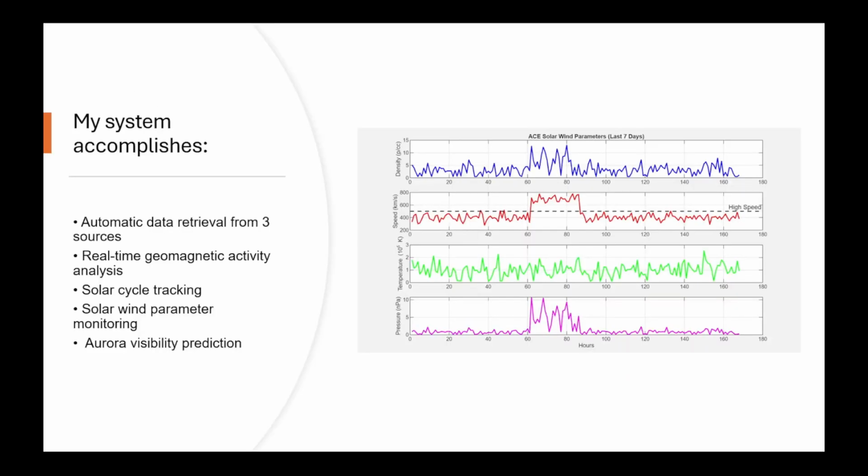My system accomplishments. I built a comprehensive system that integrates multiple data sources to provide a complete picture of current space weather conditions and predict aurora visibility for any location on Earth. My system automatically retrieves data from three sources. It gives real-time geomagnetic activity analysis, solar cycle tracking, solar wind parameter monitoring, and aurora visibility prediction.